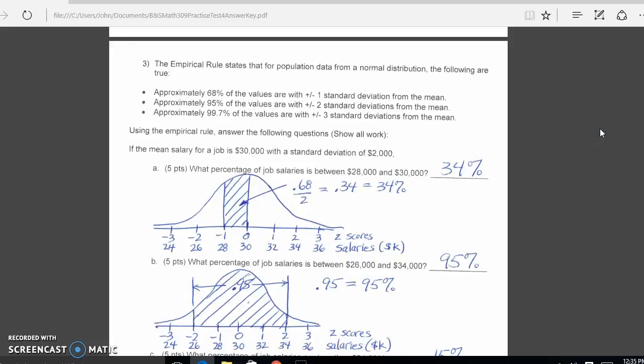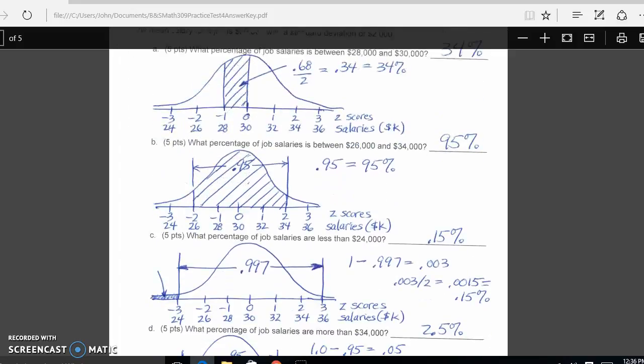This is practice test 4, problem number 3, and we'll be looking at letter C in this video. We have the empirical rule for a normal distribution stated at the top of the page, and the problem states that if the mean salary for a job is $30,000 with a standard deviation of $2,000, then letter C asks us what percentage of job salaries are less than 24,000.